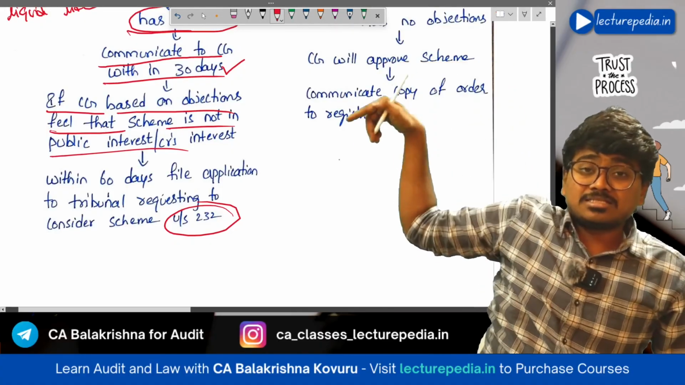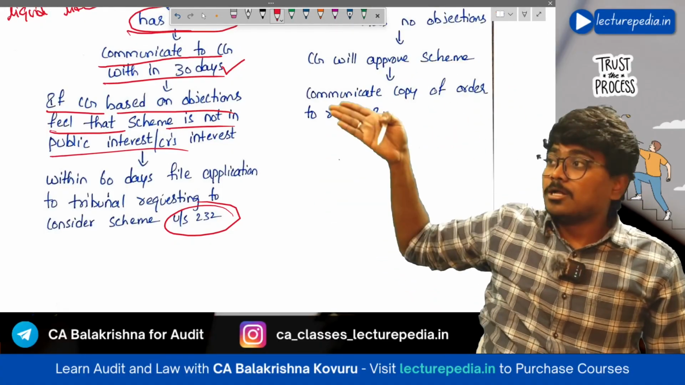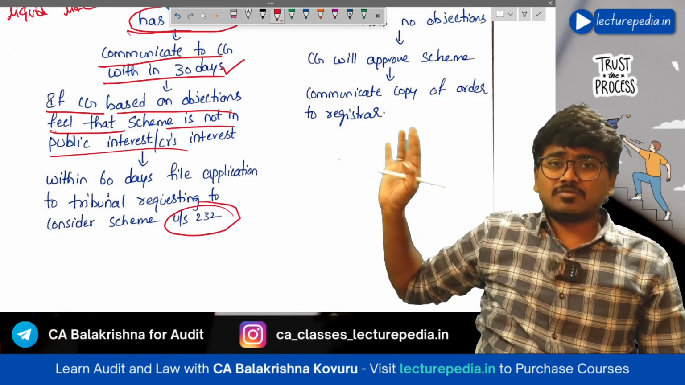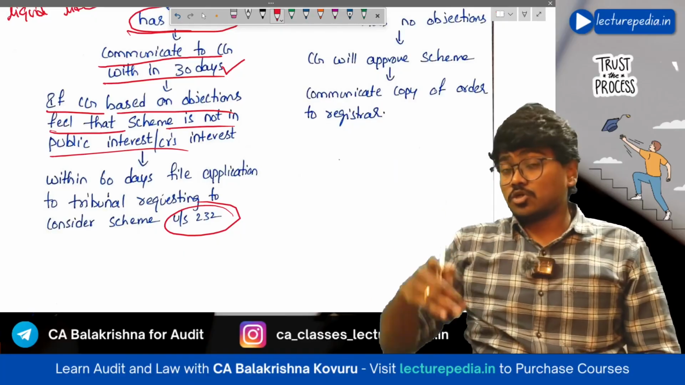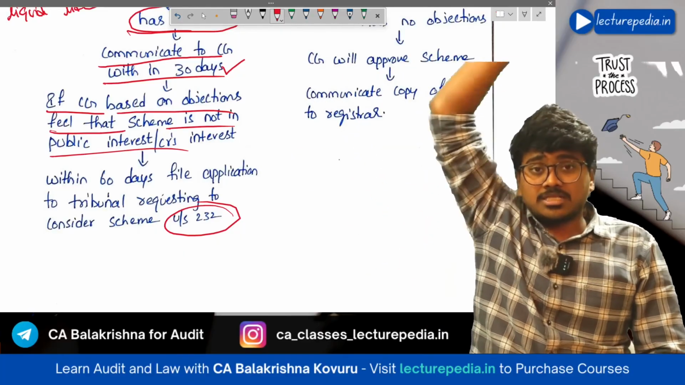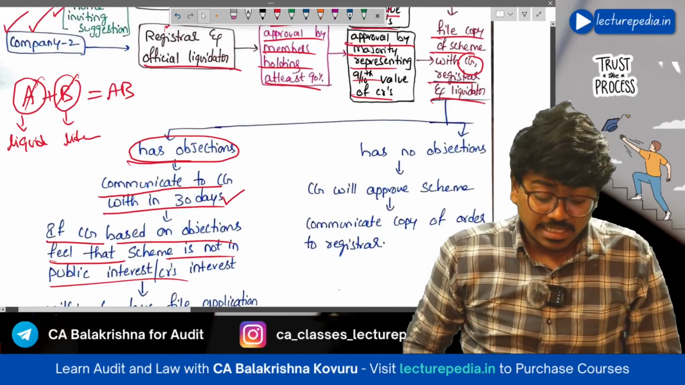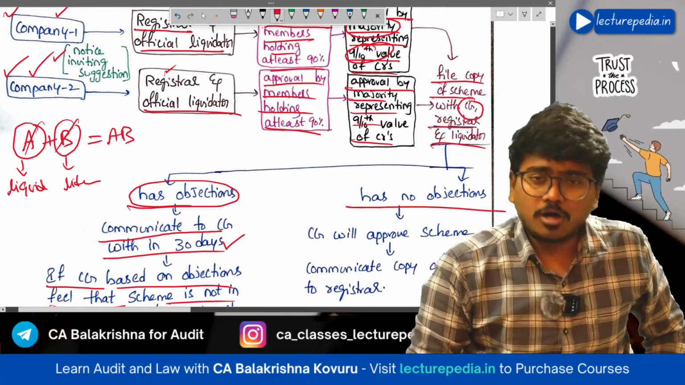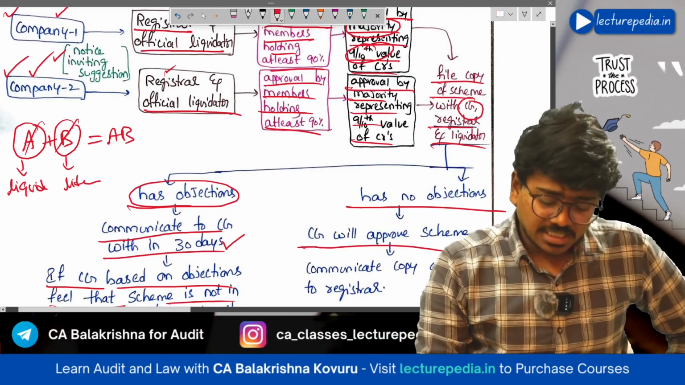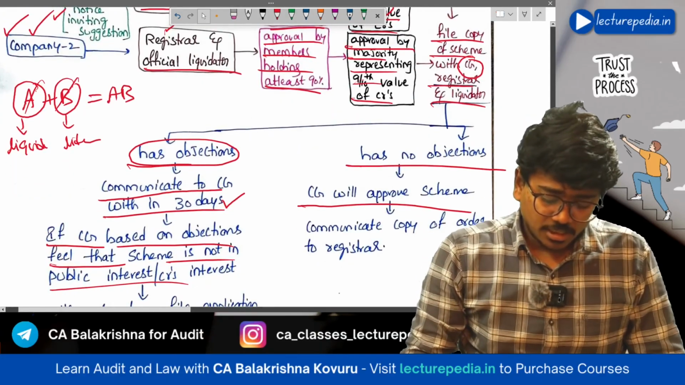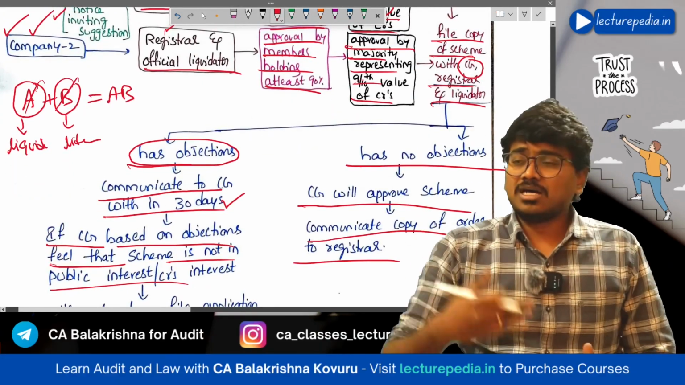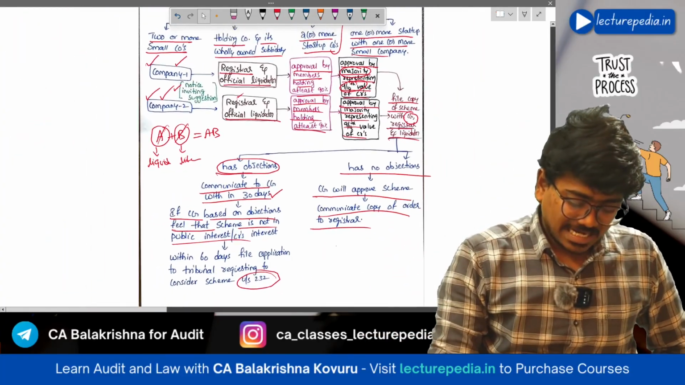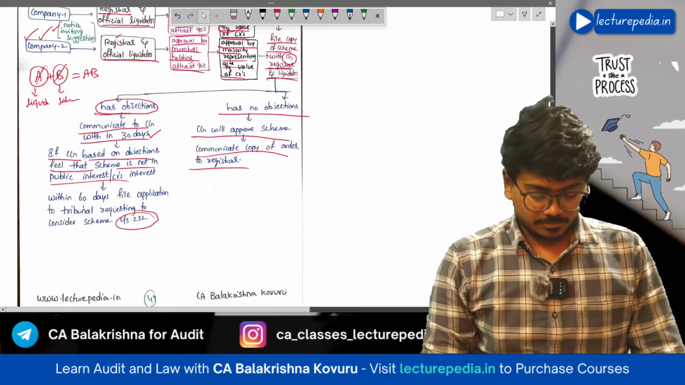Here some objections are involved. The amalgamation is not in the interest of the public or not in the interest of the creditors, so please follow section number 232. You come in that route, as the central government will order. In case the registrar and the official liquidator have no objections, in such a situation, the central government will approve the scheme and communicate a copy of the order to the registrar of companies. So this is the fast track mode of merger.